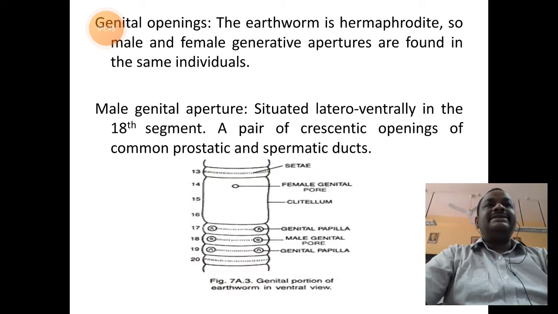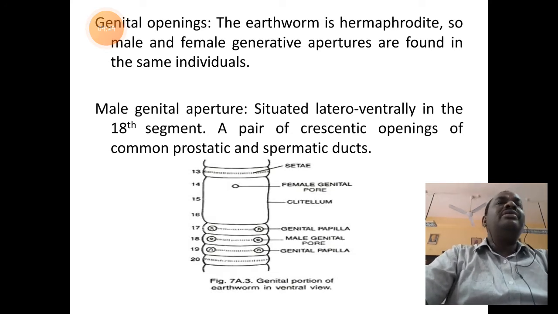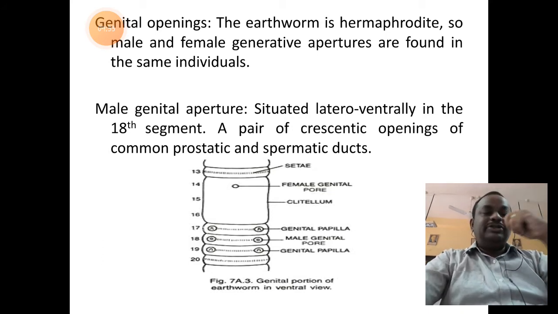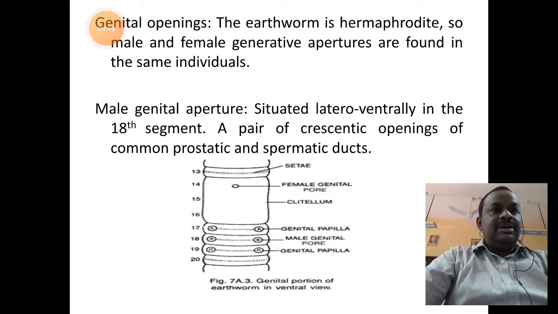The next is genital openings or apertures. It refers to the openings of the reproductive system. Students, when we look at the earthworm, it is a hermaphrodite, which means both male and female reproductive gonads and systems are present in the same animal, and hence the earthworm will show presence of male and female genital openings.